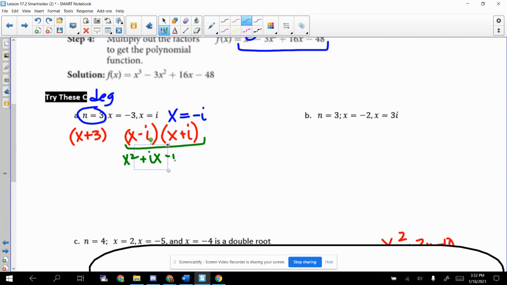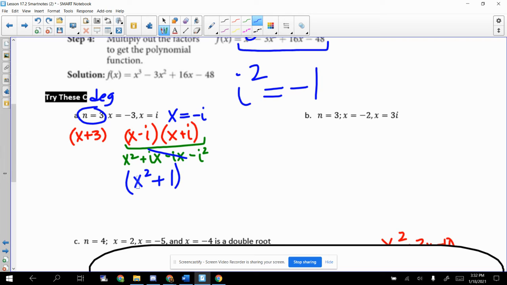-i times x is -ix. And then -i times i is -i squared. Okay, so these are going to cancel. And then remember, i squared always gets replaced with -1. Okay, that's from unit 2 as well. So we're going to replace that. And that would have been a -i squared, so -1, which is going to be +1.